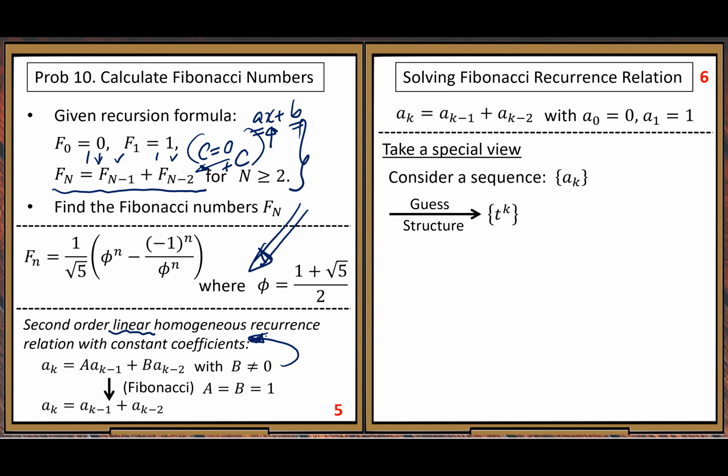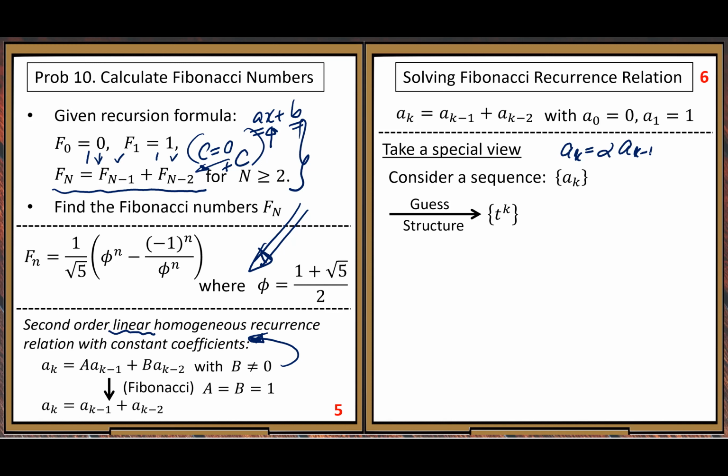Let us consider the first order linear homogeneous recurrence relation. Second order is relatively hard, so can we talk about the first order linear homogeneous equation first? Look at this. Let me write a_k equals alpha times a_{k-1}. That's simple, right? Alpha is some constant.